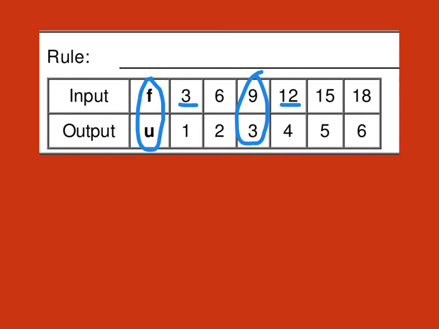All right, so I've just discovered my rule, and I can write it two different ways. One way that I can write it is U equals F divided by 3, or I could have U equals 1/3 of F. We're going to pause, and I'm going to give you a second example.